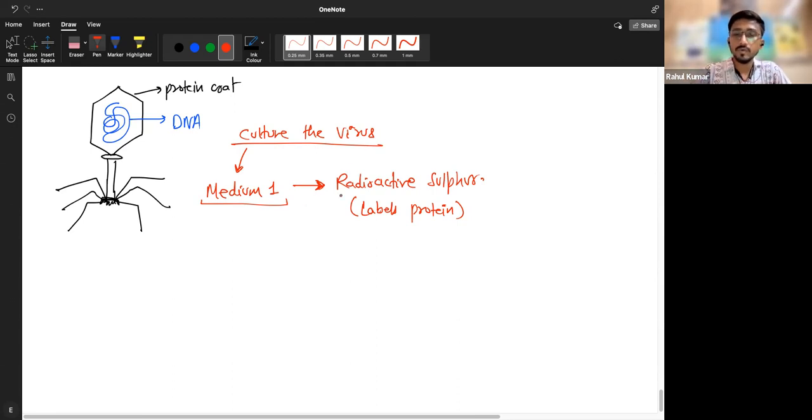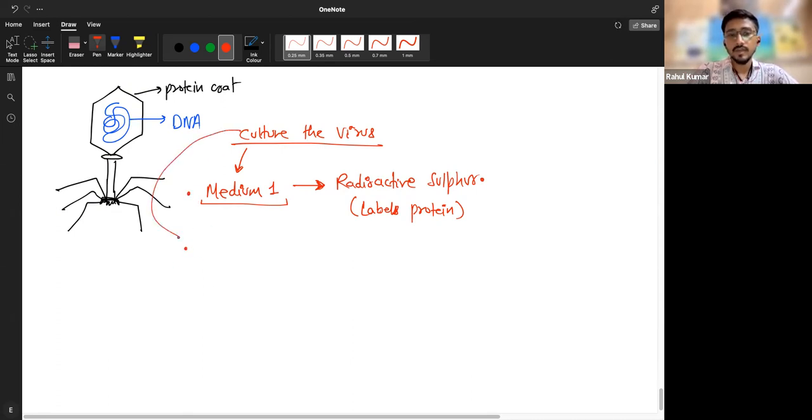Okay, so if you allow the virus to grow in a radioactive sulfur medium, over time, as the virus divides and makes more copies, it will make protein also. And from the environment, the only sulfur available is radioactive. So all the proteins will start incorporating radioactive sulfur. So over time, this protein coat, the whole coat, will be radioactively labeled if you grow it in medium 1. You understand?